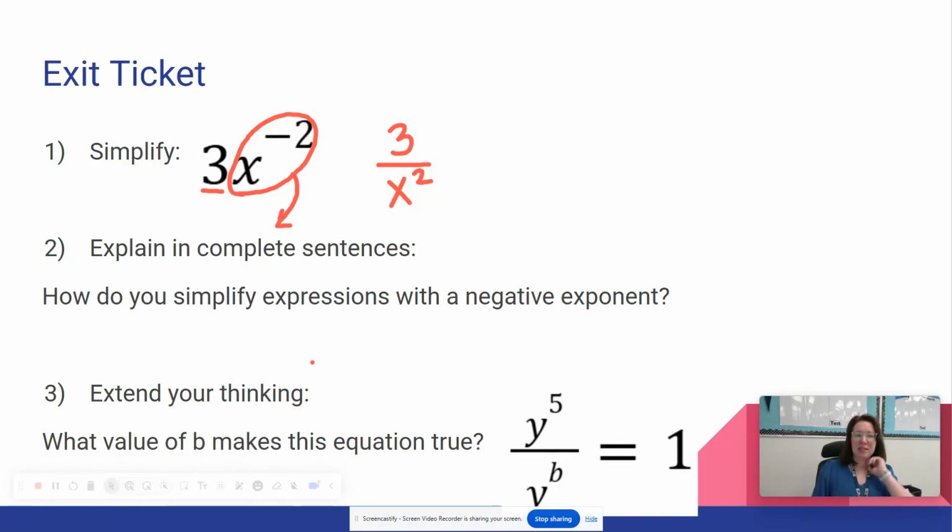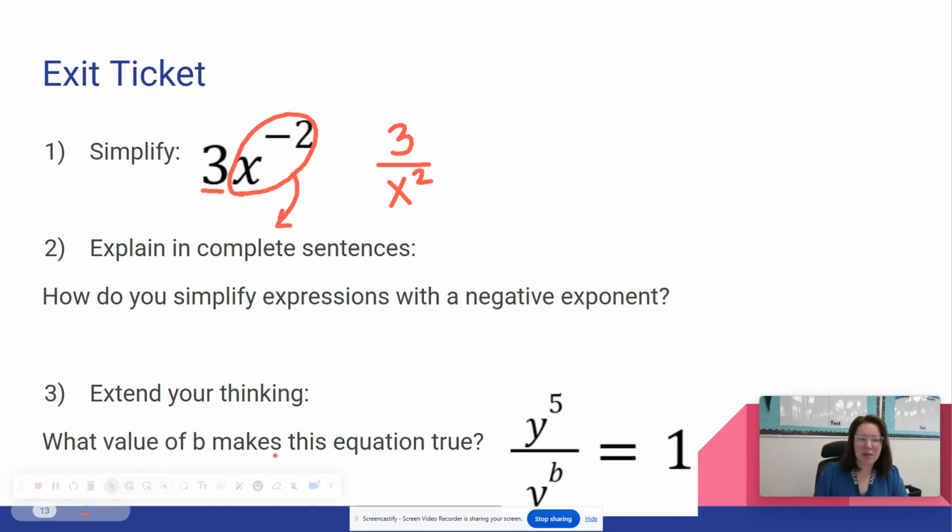Okay, explain in complete sentences. How do you simplify expressions with a negative exponent? Cross the line and change the sign. I would be fine with that. Or you could have been more clear about it: a base that has a negative exponent moves to the opposite side of the fraction line, leaving either a number behind or the number 1.